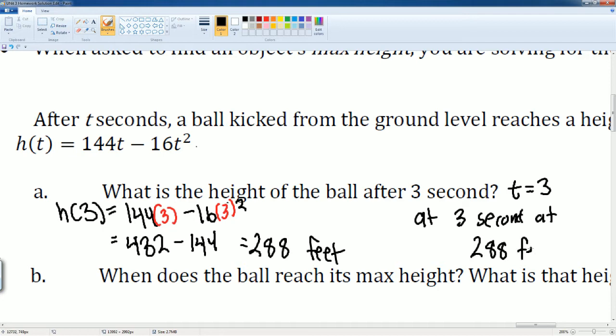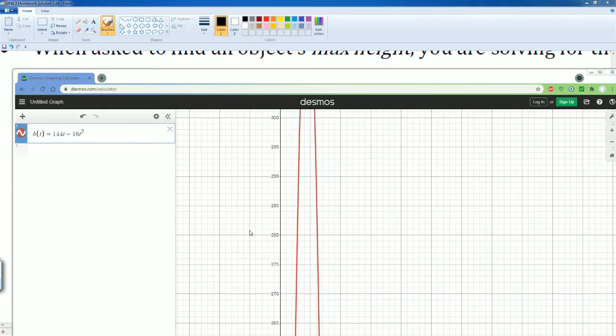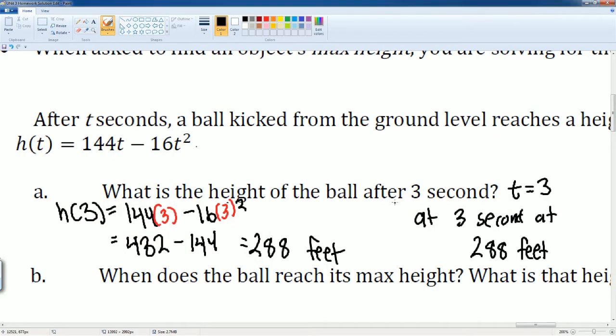288 feet. If you don't believe me, we can graph it and we can also see it. So here I graphed it on Desmos, and you can see at 3 seconds, it is about 3 seconds, it is at 288. At 3 seconds, it is 288 feet. That's how we can check our work, okay?